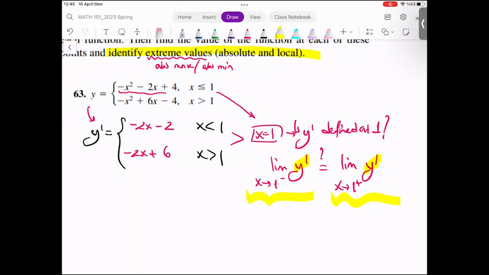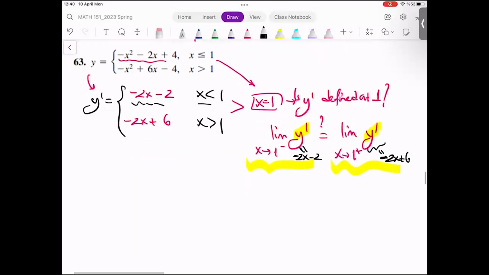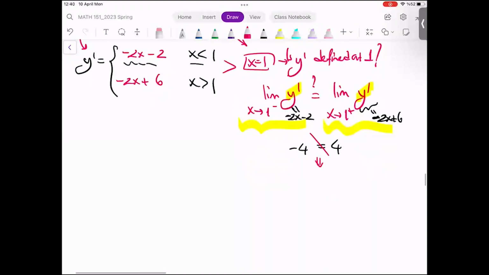Okay, so what happens to y prime on the left side of 1? So I will take this equation, left side: minus 2x minus 2. What happens on the right side? Minus 2x plus 6, right? So let's compute the limits. You will just insert 1 for x. Insert 1 for x, this is minus 4. Insert 1 for x, this is plus 4. You see? They are different. So the conclusion here is y prime is not defined for x equals 1, okay?